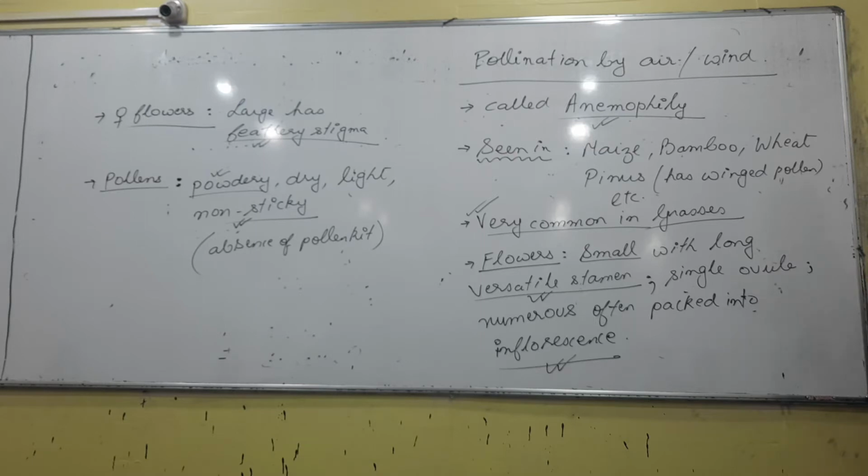The pollen kit is something that is yellow, something that is sticky, that pollen grains attach itself to the body of the insects so that it can carry those pollen grains to other flowers.